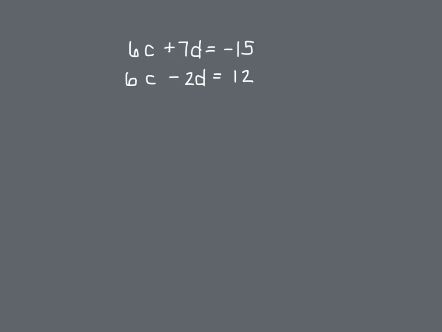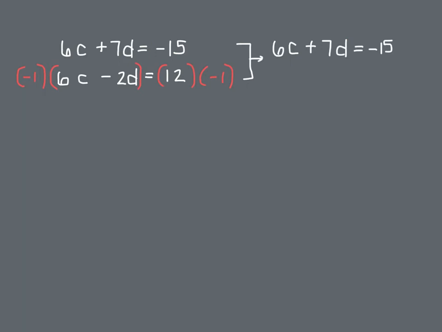When I look at this system, the problem that I run into is that none of the variables will cancel out. 6c plus 6c is 12c. 7d minus 2d is 5d. I want one of them to cancel out. So what I'm going to do is multiply the second equation by negative 1. The first equation is untouched, but the second equation has all opposite signs now.